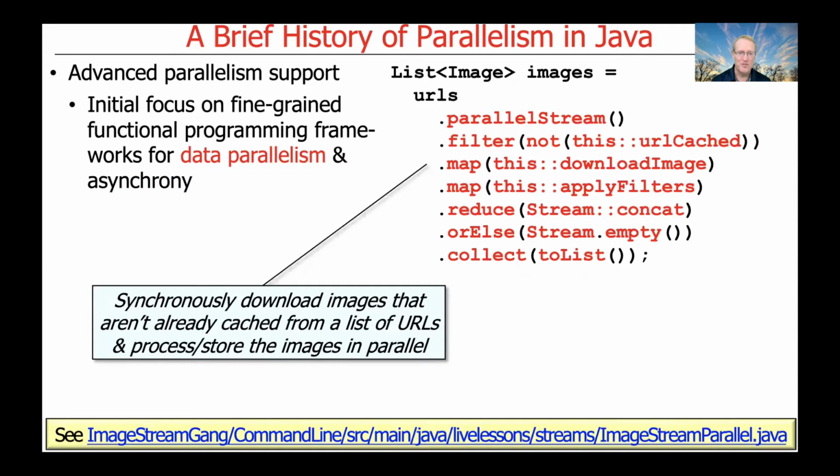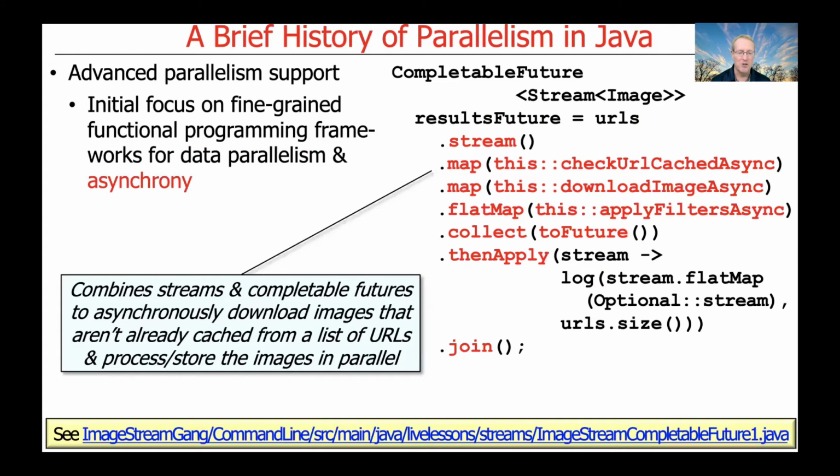Here's a simple example that you can find in my GitHub repository that illustrates how you can use the support in Java for parallel streams to synchronously download images that aren't already cached from a list of URLs and then process and store those images in parallel. So this is a nice example because it shows how you can chain together the various aggregate operations in Java streams using a fluent interface model and then make it a parallel stream so that the computations are automatically mapped to the underlying threads in the common fork join pool, which itself automatically maps things to the underlying processor cores.